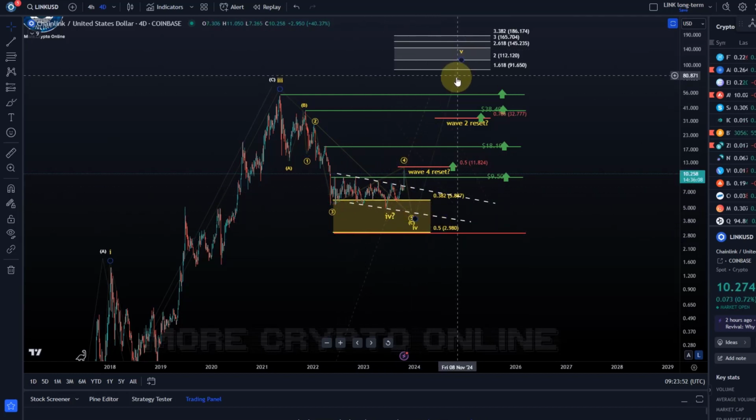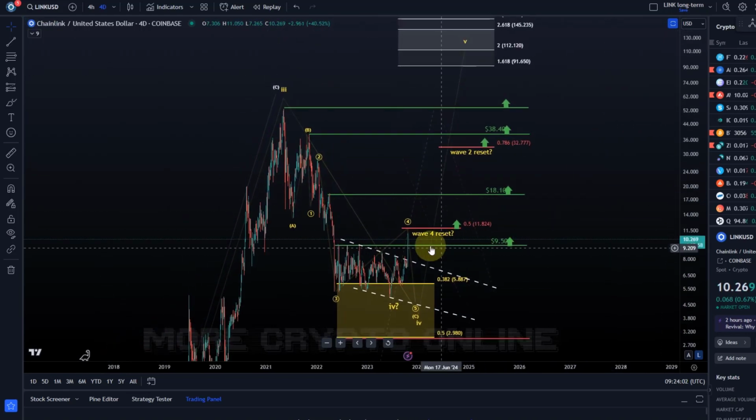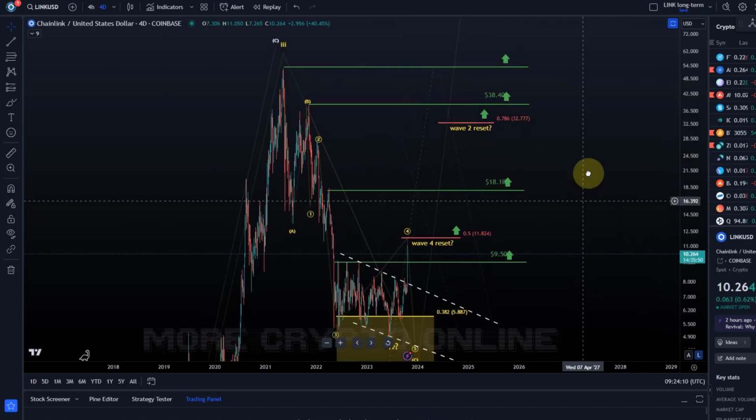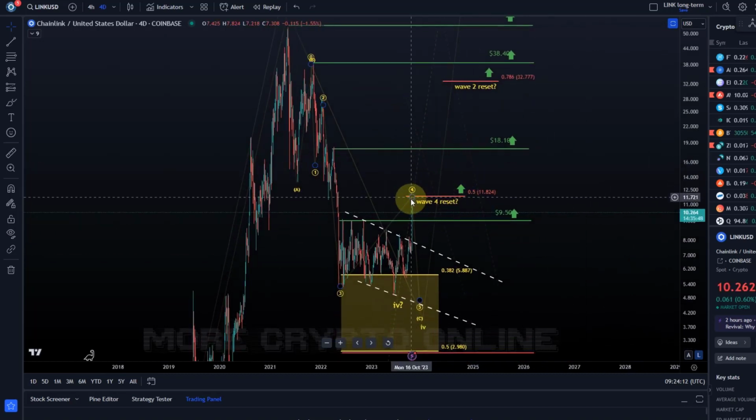In this next rally, the price should reach, ideally, the area between $91 and $186. But it has a lot to prove. It needs to break through all these levels here: $11.80, $9.50, $18.10. These are the next key levels to watch. The next key Fibonacci level to watch is at $11.82.